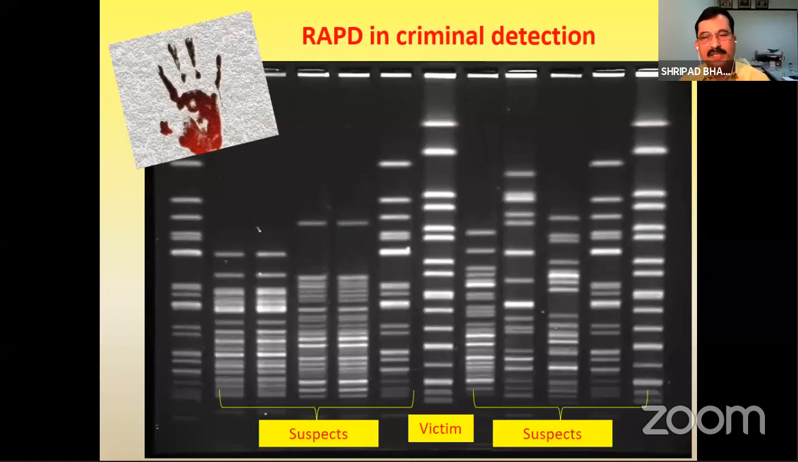For that matter also, as I told you, all you have to do is matching. This band, you have to see band matching. You have to go on matching one by one. Where you get maximum matching, then you can say, yes, that is the suspect individual. By this time, I think you have identified the person.